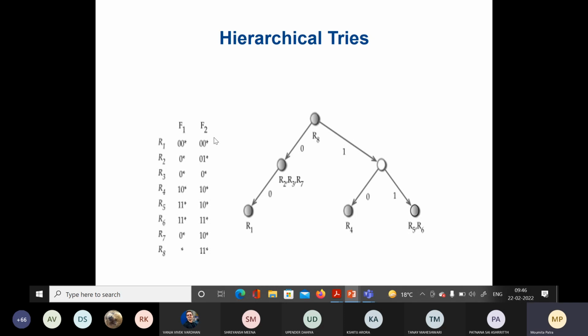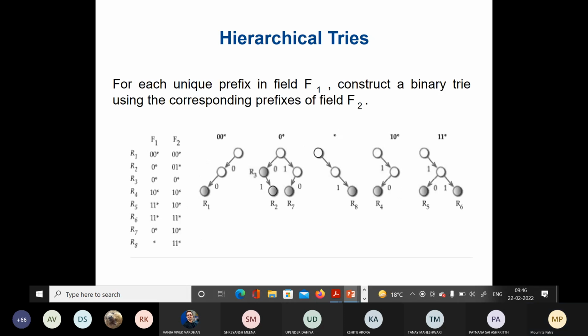Now remember, we are looking at two-dimensional solutions here, not only one-dimensional. So F1 is this one. With F1 you created this trie. Now let's talk about F2. What happens is, for each unique prefix in field F1, we construct a binary trie using the corresponding prefixes of field F2.